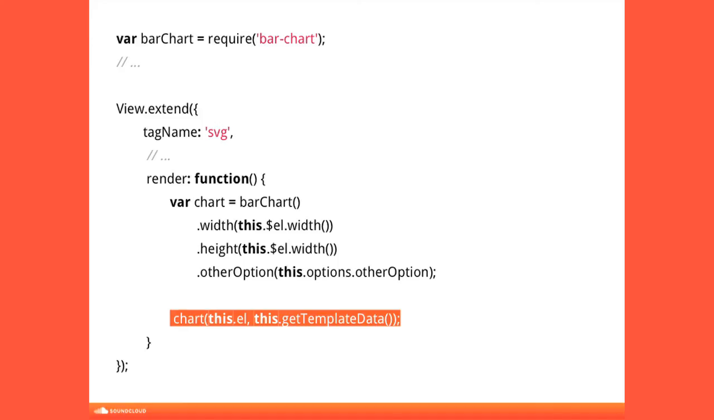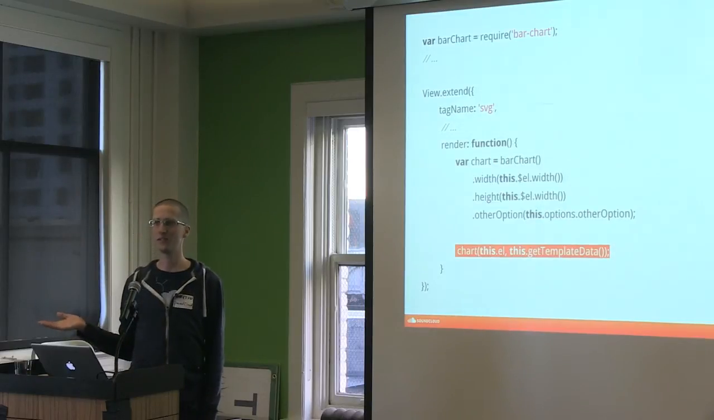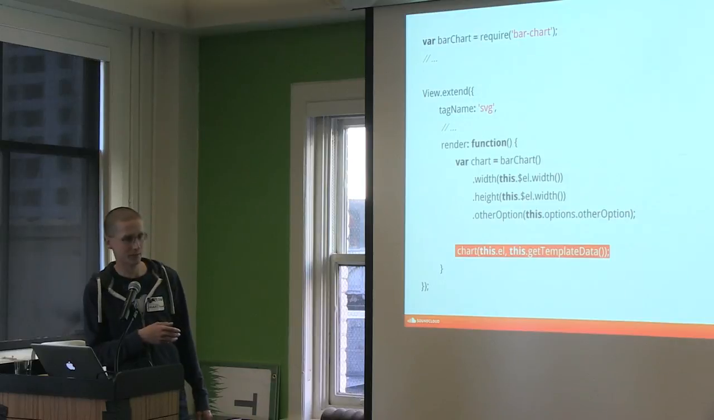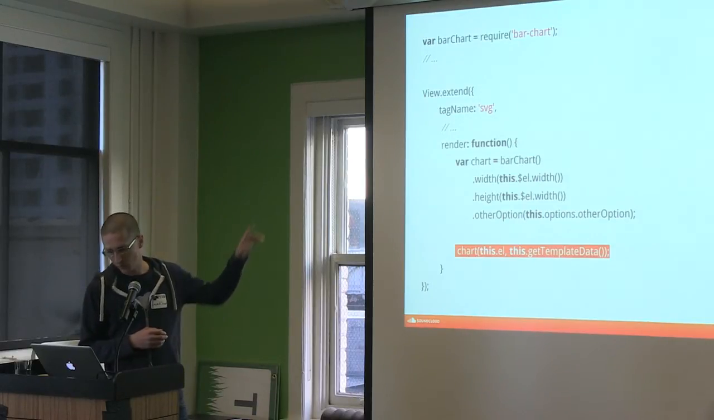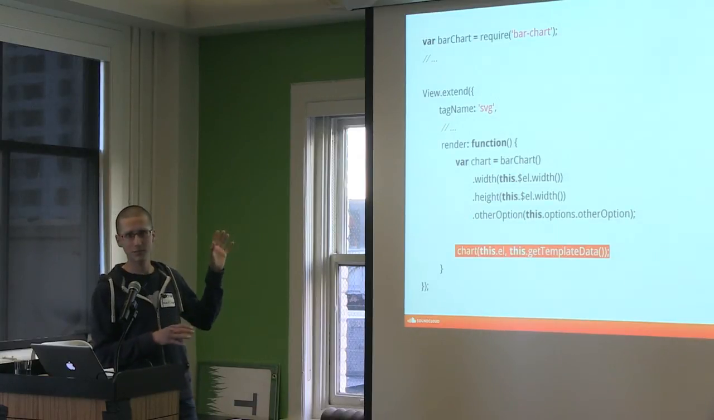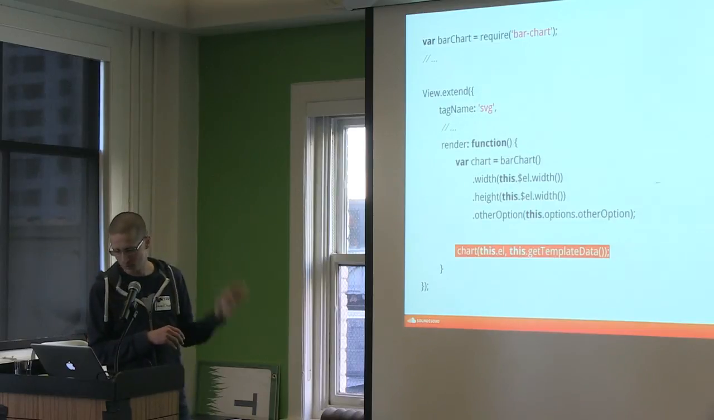We have a view which is an SVG because we are rendering into SVG, but as D3 doesn't really require you to use SVG, it can be whatever you want. I will talk about the very first line later, but we have some sort of D3 chart implemented somewhere.